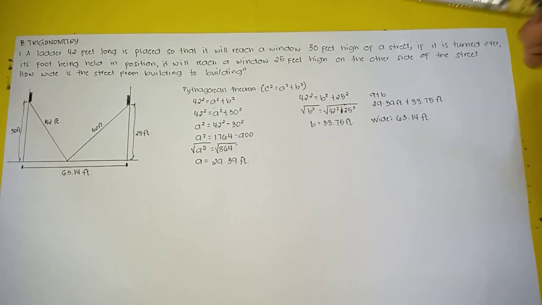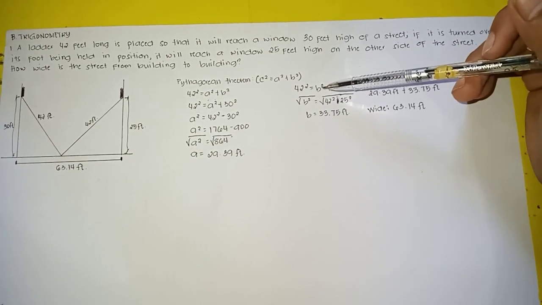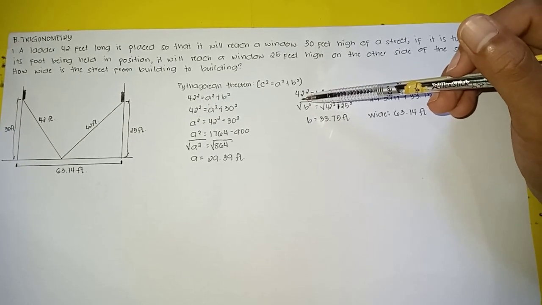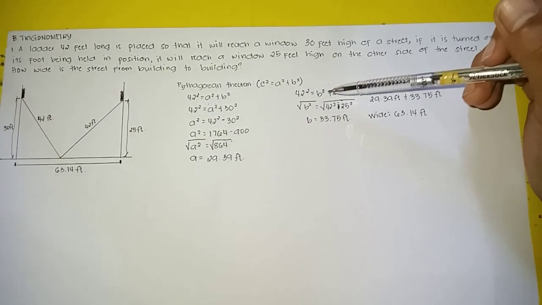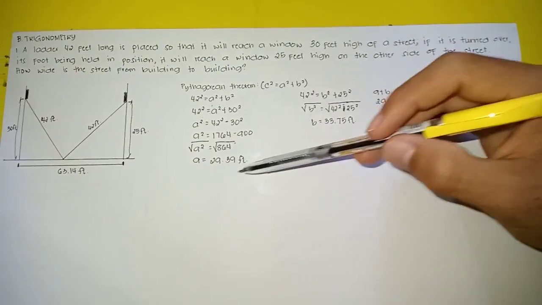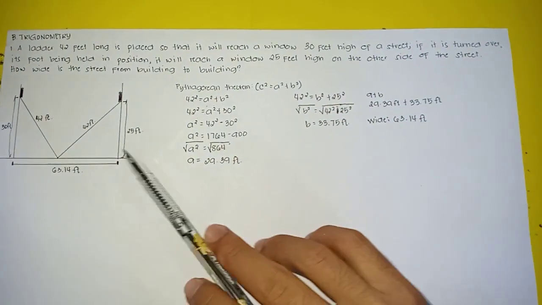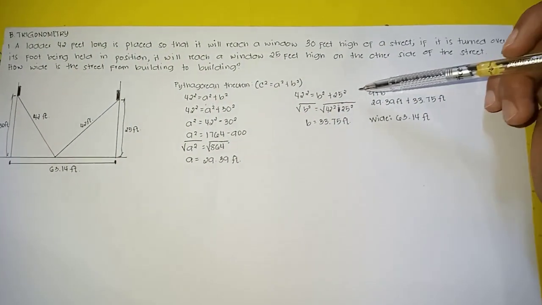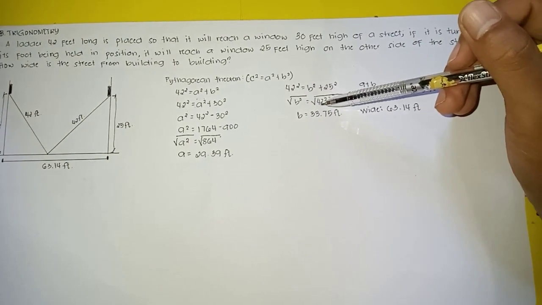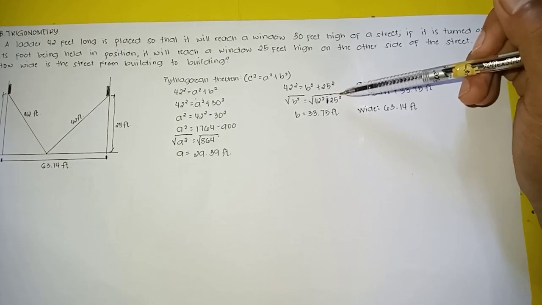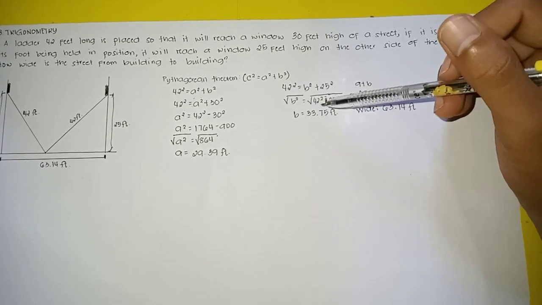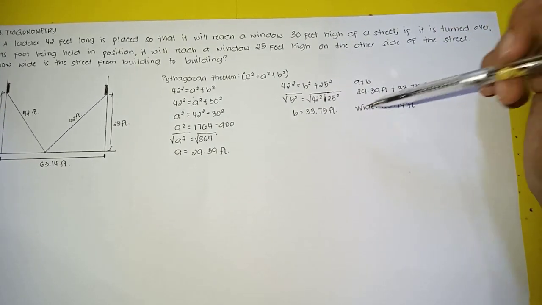And then next we will solve for our letter b. Again, we will use the Pythagorean theorem. So we already have 42 squared minus b squared, and then our given a, which is 25 squared, and then again 42 squared minus 25 squared. We take the square root of both sides, and the answer is 33.75 feet.